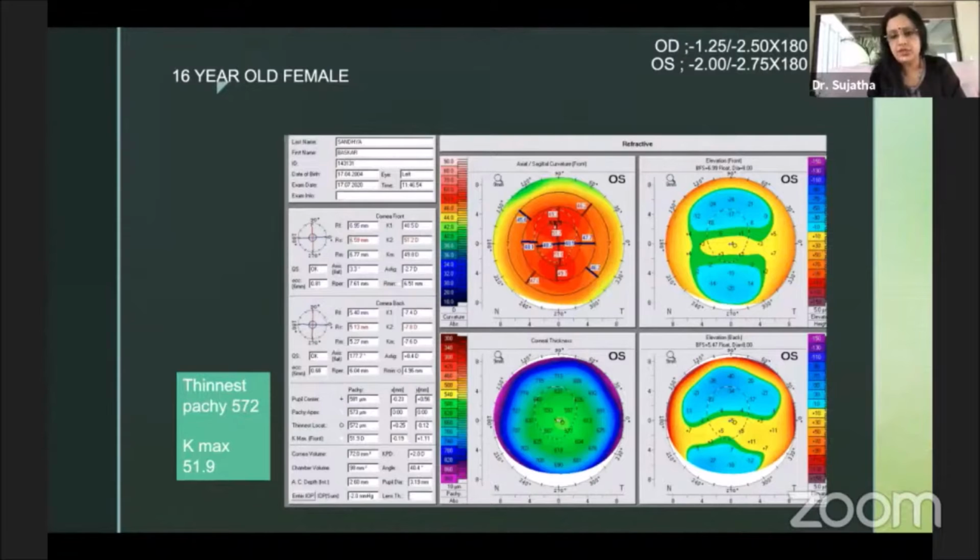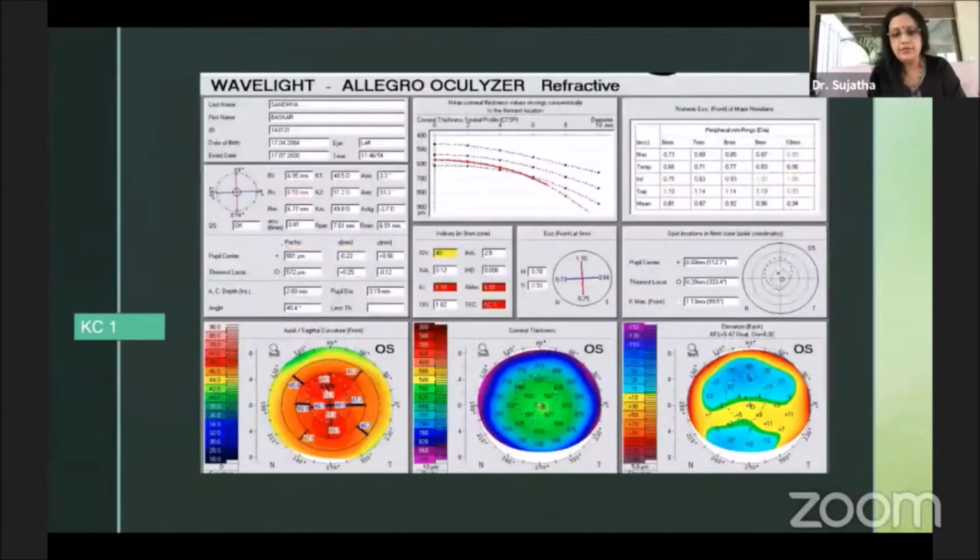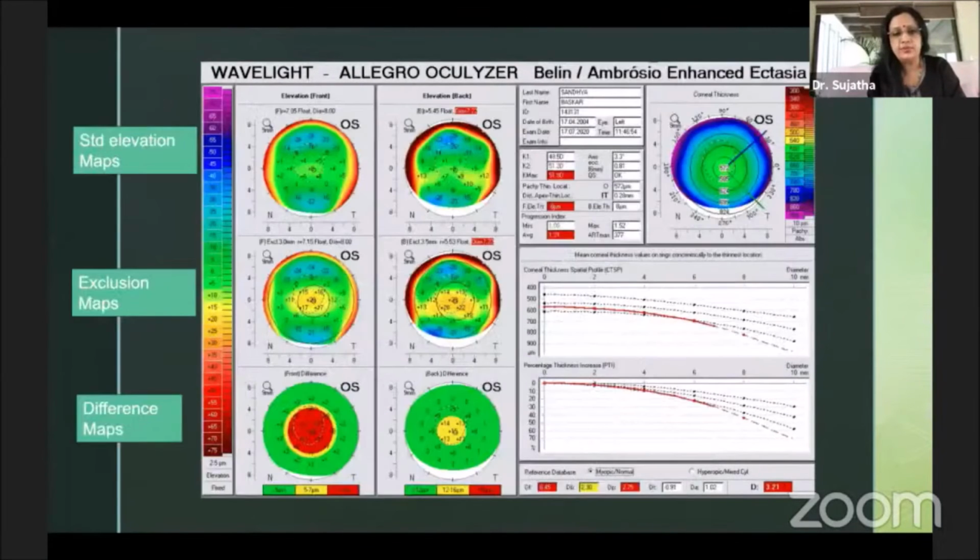The anterior and the posterior elevation look pretty good. But when you look at the refractive map, you can see that the indices show up as the keratoconus grade 1. And the Belin-Ambrosio map, you can see that definitely there is some abnormality.